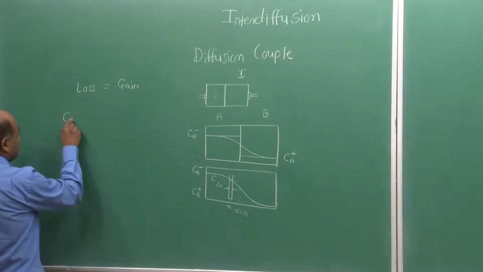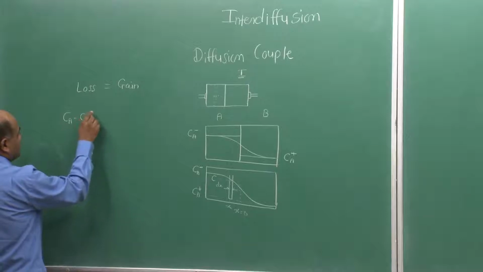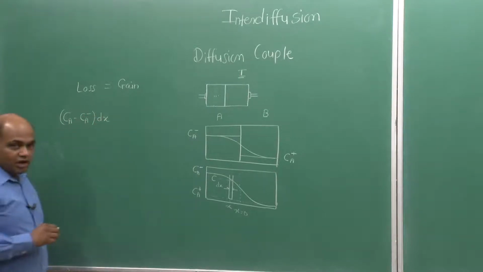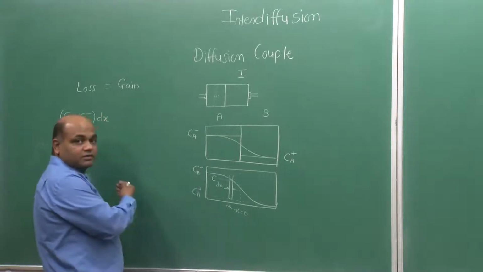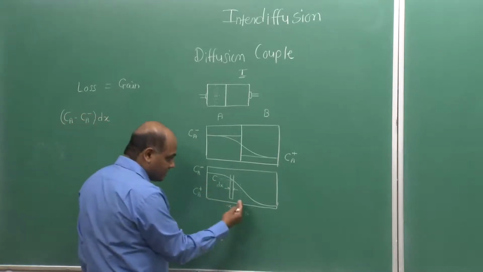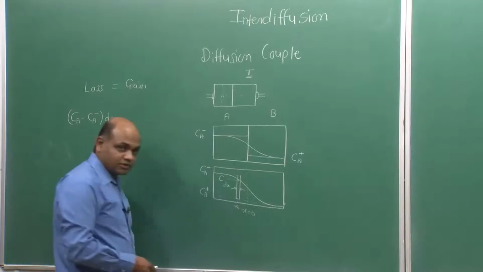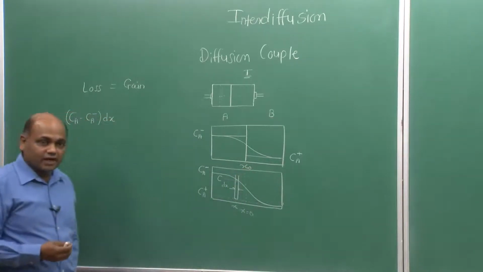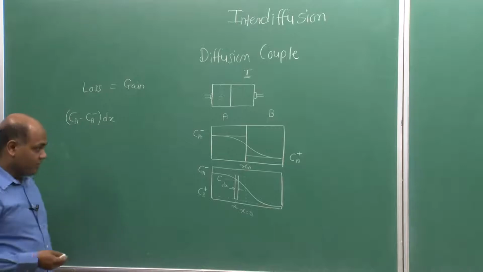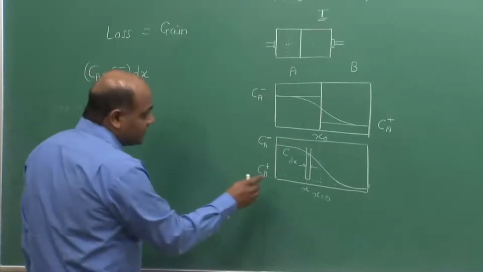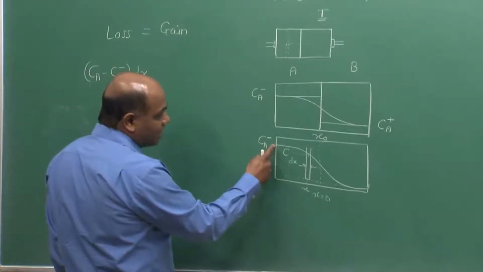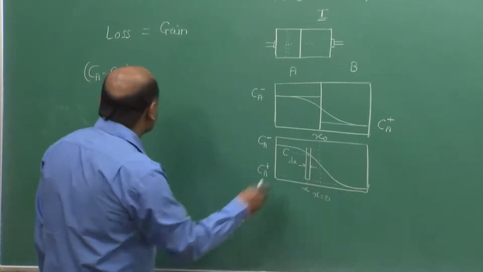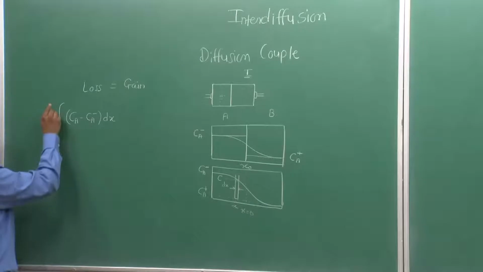So, this will be C_A minus minus C(x), times dx, and the loss will be from the left terminal all the way to the plane here, x equal to 0. Let us call this x naught in terms of the coordinates that we have used for obtaining the profiles. If we integrate this from the left terminal alloy to the plane x naught, we will get the total loss up to x naught.